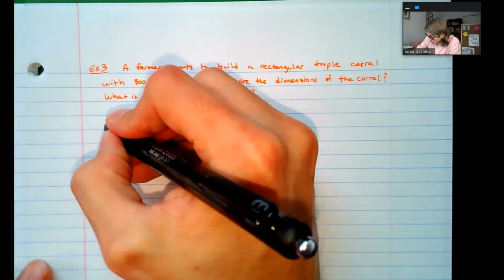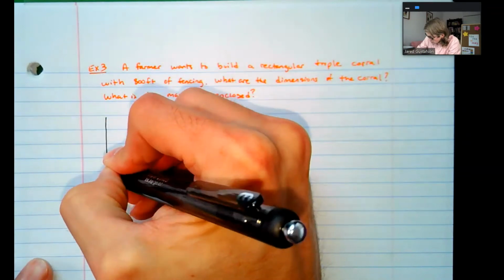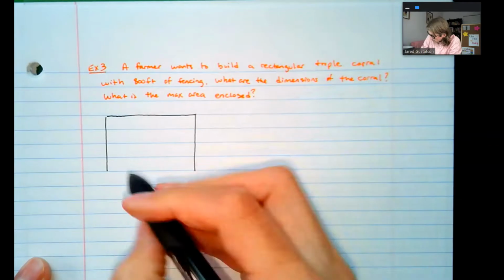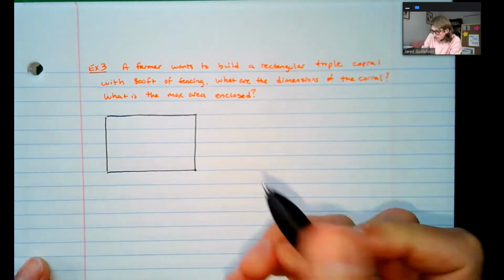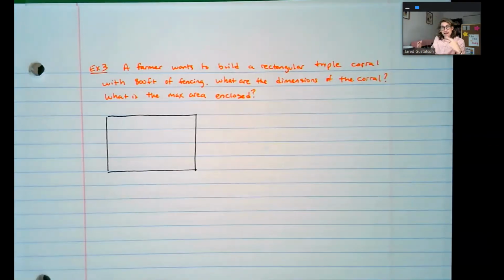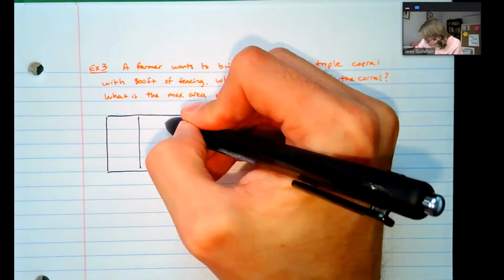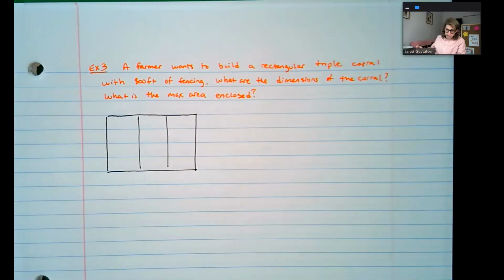In calculus, when you learn about derivatives, finding maxes and mins will be a little bit faster of a process. But for right now, the only thing we know how to maximize, or find the maximum of, kind of off the top of our heads, is a parabola. So we got to find a quadratic equation to model the area of our triple corral.